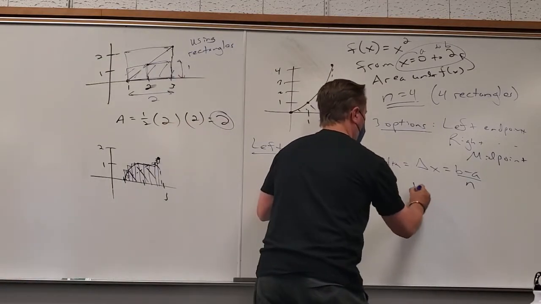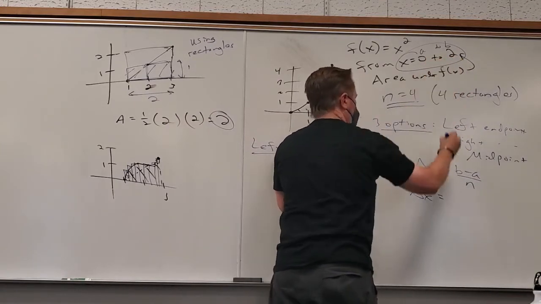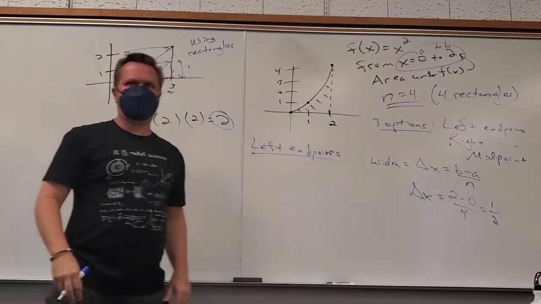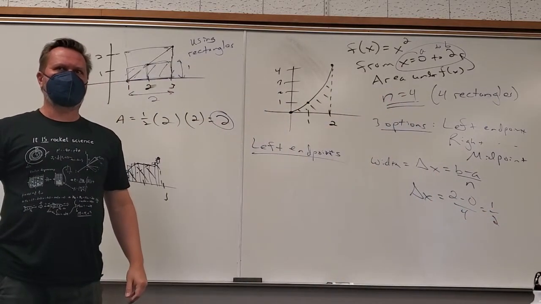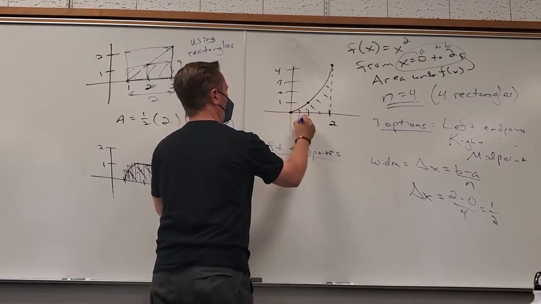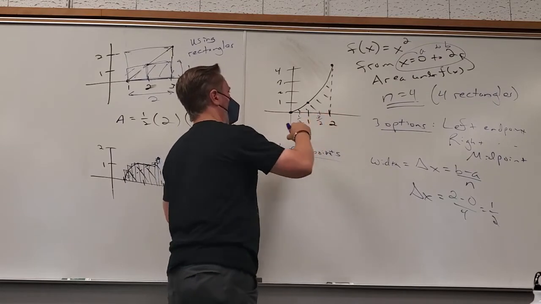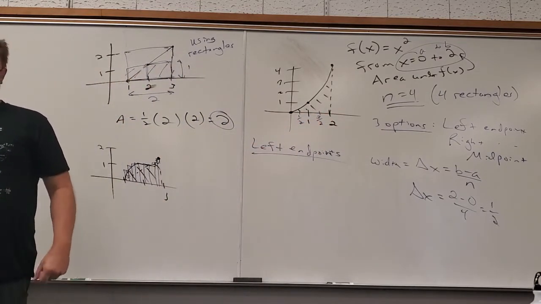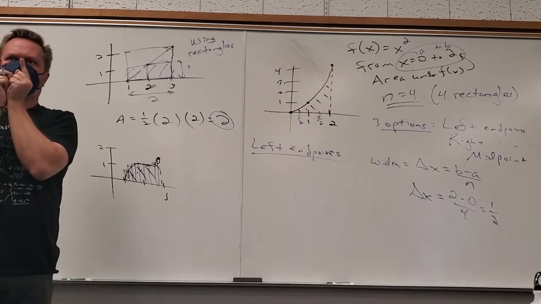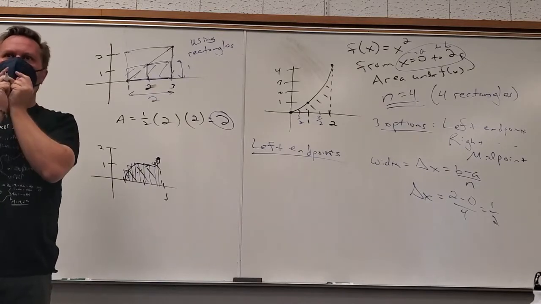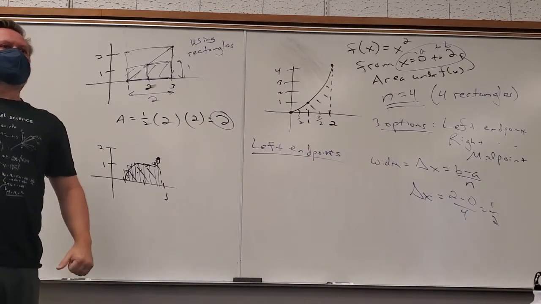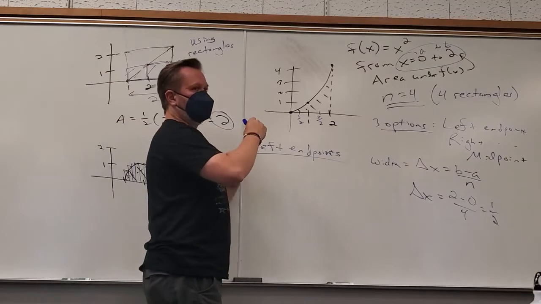So in our case, it's going to be 2 minus 0 divided by 4, which is 1/2. Okay, I like it. So I can go ahead and add that in on my picture. So if I'm using left endpoints, the first rectangle is going to go from what to what? 0 to 1/2. And the height of it is dependent on the first endpoint's height. So how tall will the first rectangle be?